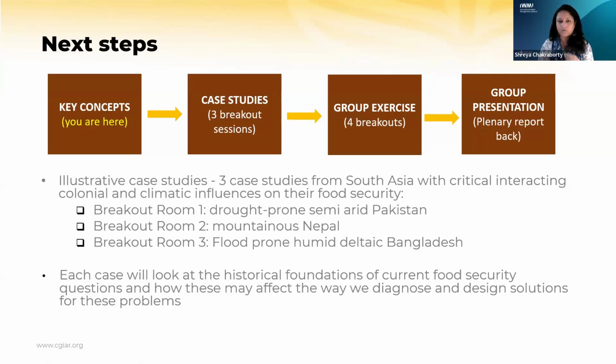One is studying a drought-prone semi-arid region of Pakistan. One will be on another critical ecosystem, the mountainous Nepal, and one is a flood-prone, humid deltaic Bangladesh belt. Now, different contexts could appeal to different people from different parts of the world. So please feel free to pick the breakout room that you think you would be interested to listen to.